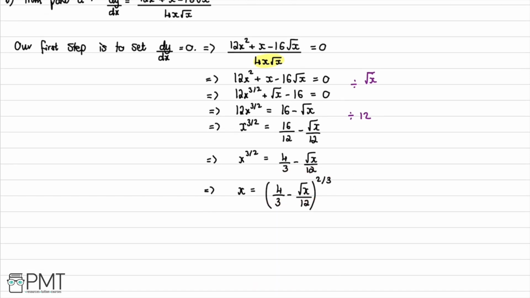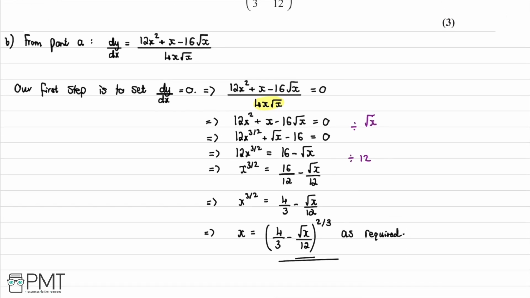So we'll just write in here as required, and therefore we've completed it. This question was worth 3 marks, and we pick up our first mark for knowing to set the derivative equal to 0 and getting to the stage where we had then divided both sides by the square root of x. So that was at this stage here where we had 12x to the power of 3 over 2 plus root x minus 16. We then receive our second mark for beginning to rearrange and knowing to do this.